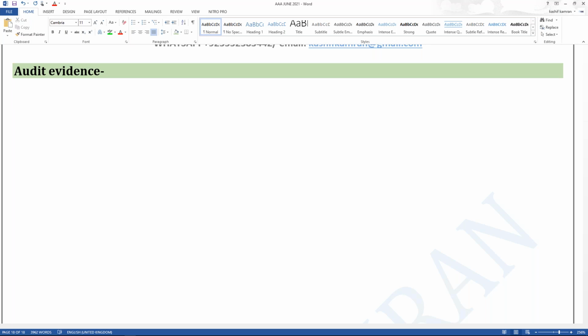Okay, come back. Audit evidence. Now, I told you that in terms of audit evidence, there are 2 types of questions which come in the exam paper. There are 2 types of questions which come on this topic in past papers, and you should be prepared for both.